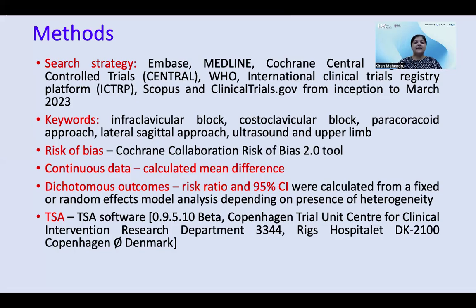Risk of bias assessment was done using the Cochrane Collaboration Risk of Bias tool. Continuous data was reported by calculating the mean differences. Dichotomous outcomes were reported as risk ratios, and 95% confidence intervals were calculated from a fixed or random effects model analysis depending on the presence of heterogeneity. Trial sequential analysis was also done.